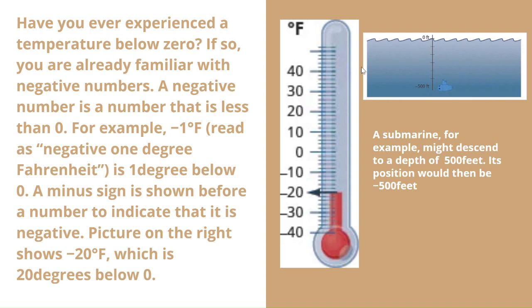So in the picture on the right, you can see -20 degrees Fahrenheit, which is 20 below zero. And another example is a submarine, which descends to a depth of 500 feet, so its position would be -500 feet.